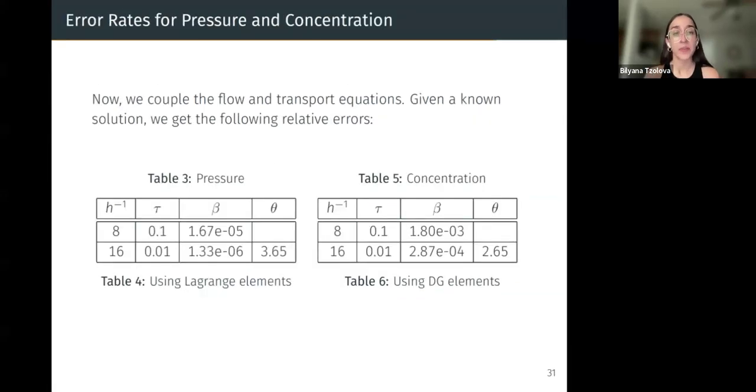So when we do this, when we couple the flow and transport equations, we compare it to a known solution, we get the following relative errors. As our mesh gets finer, we see that the errors are decreasing, which is what we wanted for both pressure and our concentration. And again, our convergence rate is close to 2, which is what we want, something that's decreasing with the mesh size.